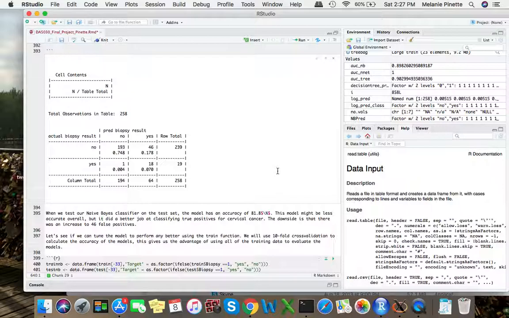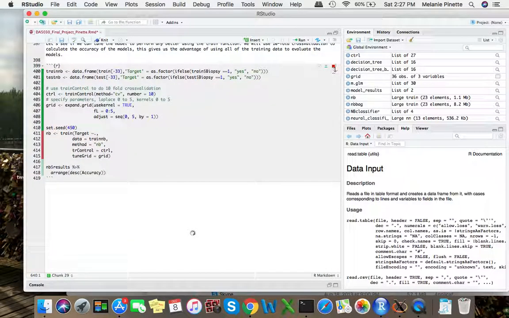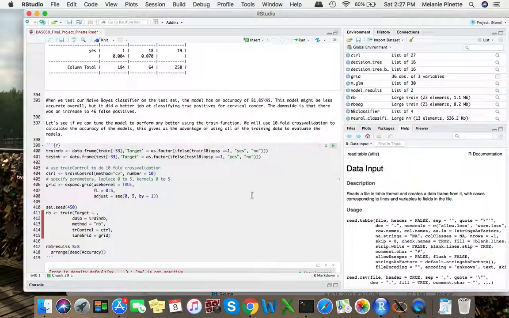Okay, let's see if we can tune the model to perform any better using the train function. I actually think this might take too long to run, so let's pause there.